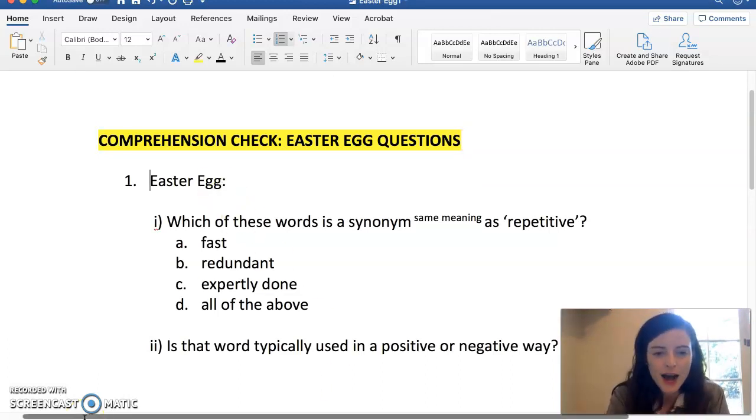Number 1, I. Which of these words is a synonym? It's the same meaning, and that means repetitive. A, B, C, or D. And 2, is that word typically used in a positive or negative way? Take a quick second and write down your answer to our first Easter egg.